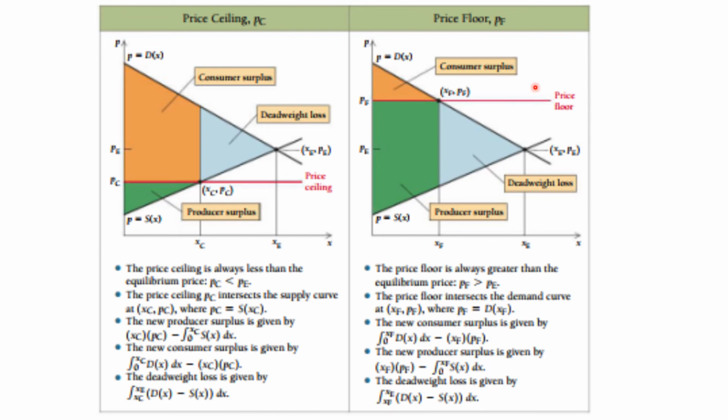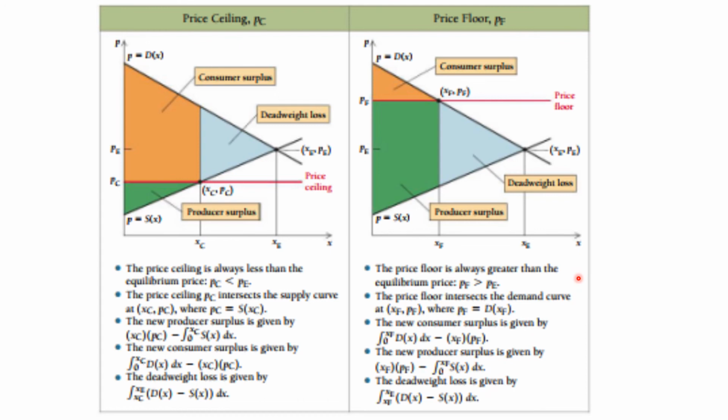Similarly, if we have a price floor, we are saying the same kind of thing, except we're saying this is the price floor. You can't go any lower than that. So that means this is going to be the consumer surplus, that's going to be the producer surplus, and the deadweight loss is there. So these are going to be the integrals again.